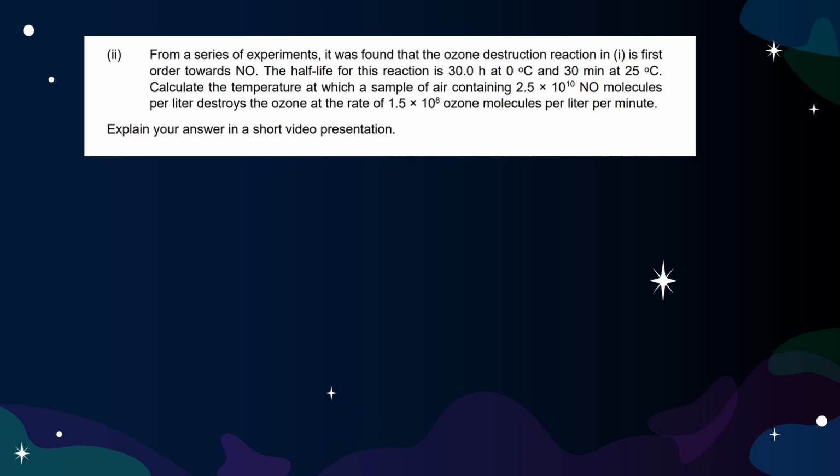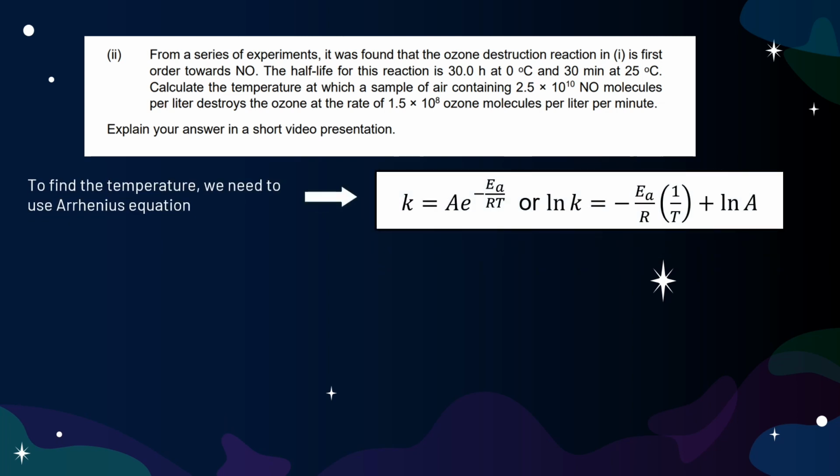Now we will proceed to question number 2, Roman 2. From this question we can find that it requires us to find the temperature. So to find the temperature, we need to use the Arrhenius equation, which is k equal to A times e to the power of negative Ea over RT, or it can be written as ln k equal to negative Ea over R times 1 over T plus ln A. So first of all, we need to find all the values for this equation.